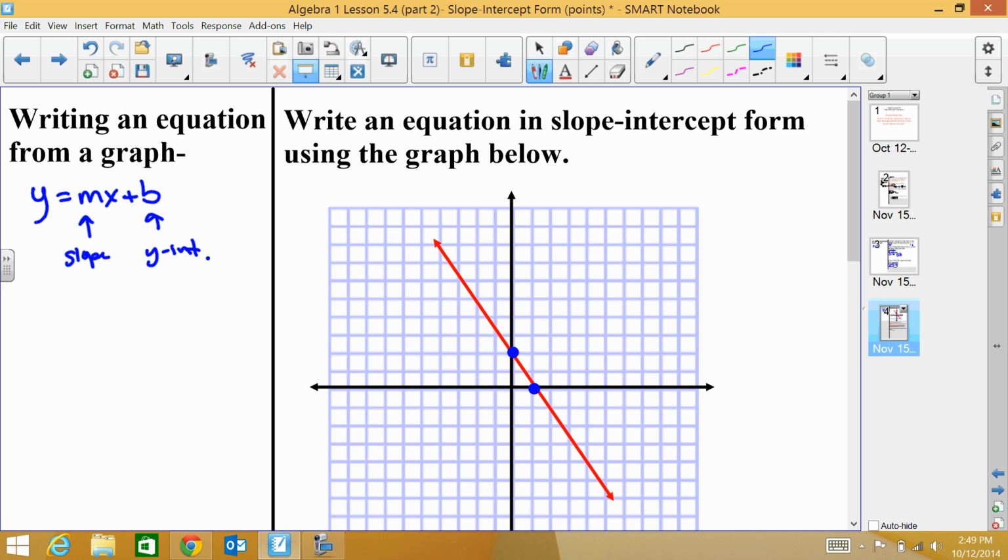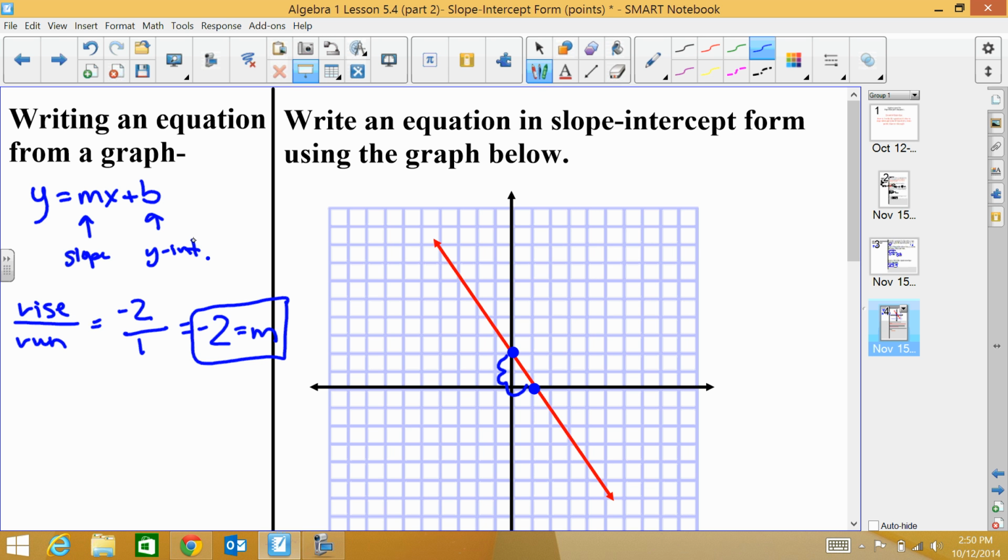So if you're looking at this line, can you figure out the slope of this line from looking at the graph? Well, sure you can. Slope is like rise over run. My line is going downhill, which means it's going to be a negative slope. To get from point A to point B, I would go down 2 and over 1. So my rise over run is -2 over 1, which is -2. So my slope is -2.